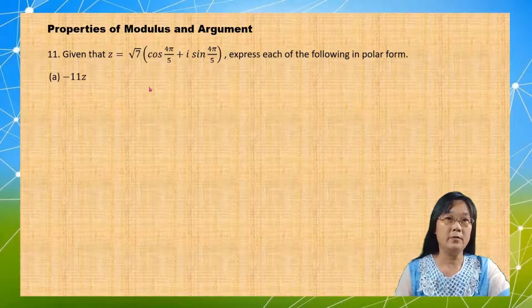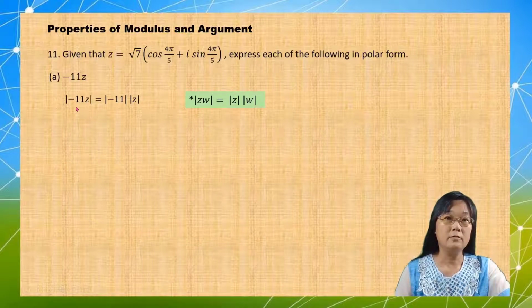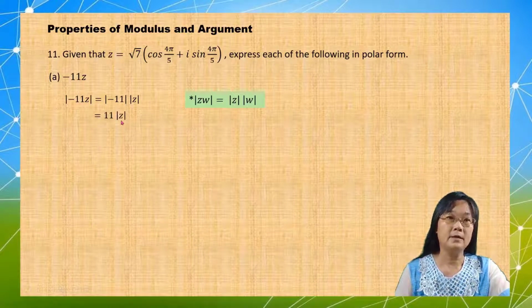To find a complex number in polar form, first I need to calculate the modulus. So based on these properties of the modulus, the modulus of negative 11z is equal to the modulus of negative 11 times the modulus of z. Then the modulus of a negative number is positive, so it is 11 times the modulus of z. The modulus of z, I can get from here, that is square root of 7. So the modulus of negative 11z is 11 square root of 7.